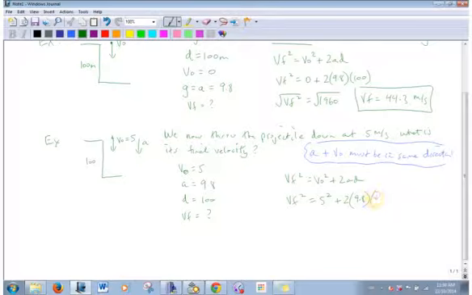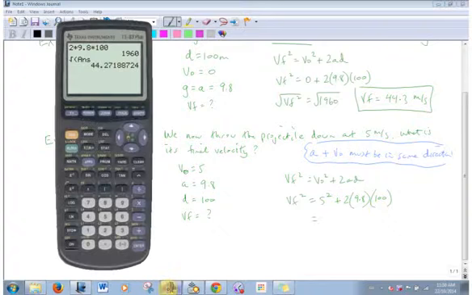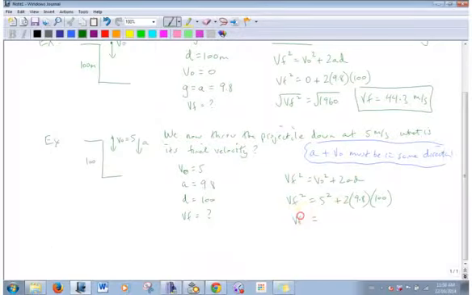Acceleration down, I take as positive. Displacement going down, I'll take that as positive. It's in the same direction. If you have a good calculator, that's just one line. Okay, a little bit bigger, 1985. But remember, I've got to take the square root of that.